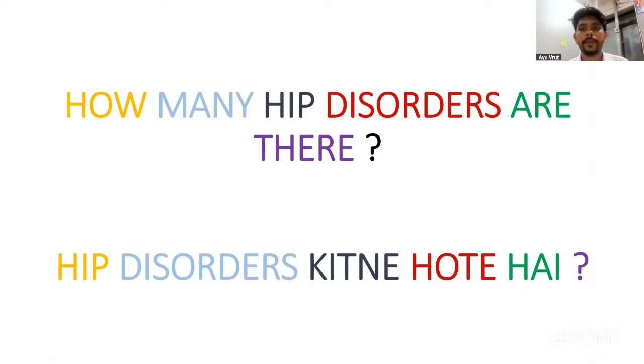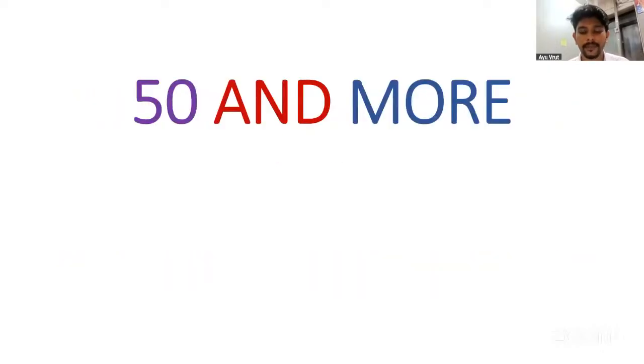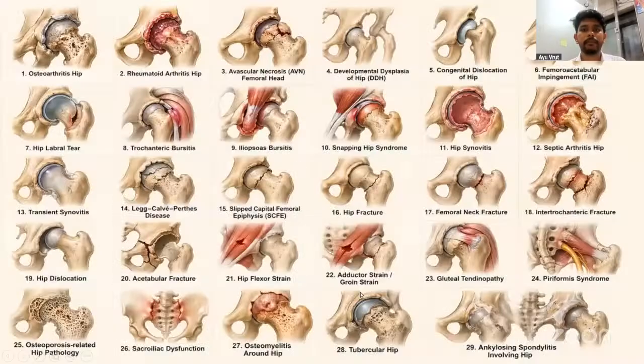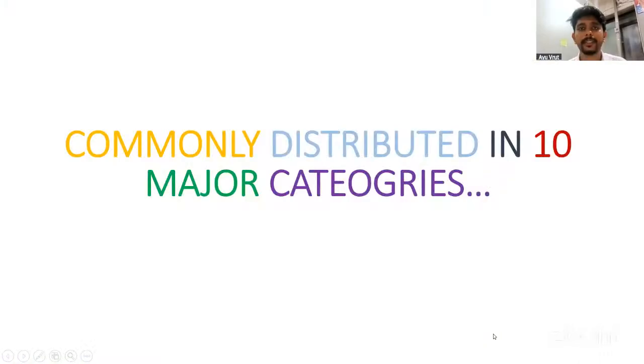Next question: how many hip disorders are there? How many hip disorders are there, 50 or more than 50? Let's see that. So this is an image where we can see different disorders: osteoarthritis, rheumatoid arthritis, avascular necrosis, and pictures of many other diseases. This is a slide having pictures of 29 hip disorders. But is it necessary for us to know all of them for OPD? We are not orthopedic surgeons that we need to dive deep in.